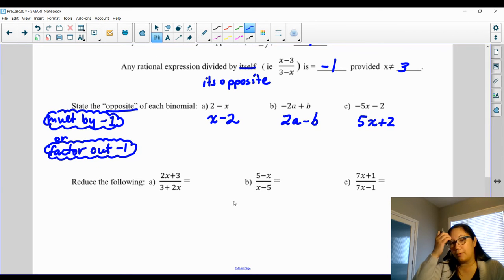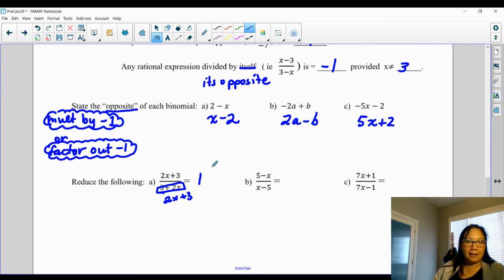Okay, so let's practice on reducing these questions. Now, some are easy and some are actually trickier than they seem. So you really have to watch. So the question is how is my numerator related to my denominator in this question? Are these the same? Are they opposites? Or are they neither? So 2x plus 3 and 3 plus 2x. Are those the same or opposites? Well, when we add, the order doesn't matter. So I can rewrite this bottom part as 2x plus 3. So 2x plus 3 divided by 2x plus 3 is 1. They are actually the same.